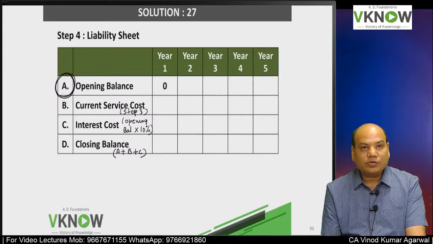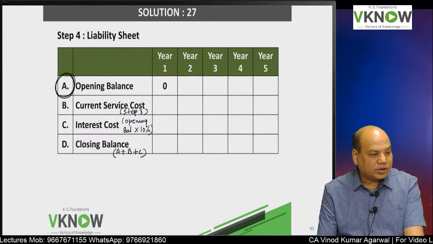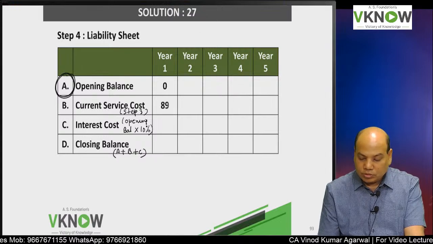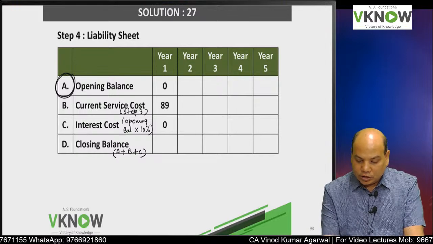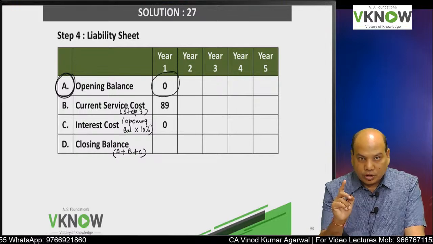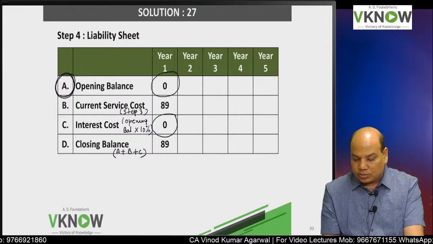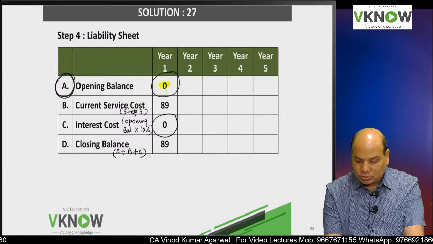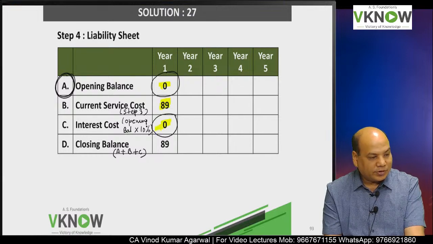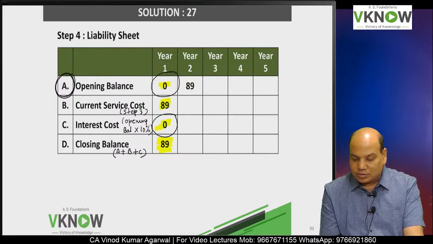First year opening balance of liability is 0. Of course, there is no opening balance because it is the first year, and then we are going to calculate current service cost done in step number 3. If there is no opening balance in the first year, interest will be 0, and my closing balance will be A plus B plus C. 0 plus 89 plus 0, and that comes to 89. This 89 becomes next year opening balance here.